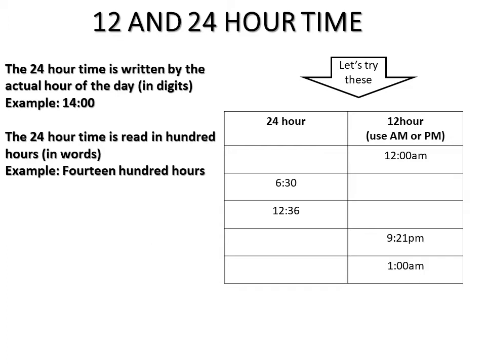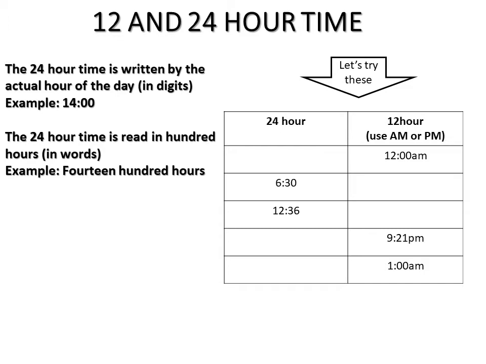Now the 24-hour time would still be the same. Remember, we're still within the AM hours, so it will read the same time. But when it moves to after midday, that's by 1 o'clock in the afternoon, 1 p.m., then the 24-hour time will read as 13:00 hours. All right, so that's how we write the time.